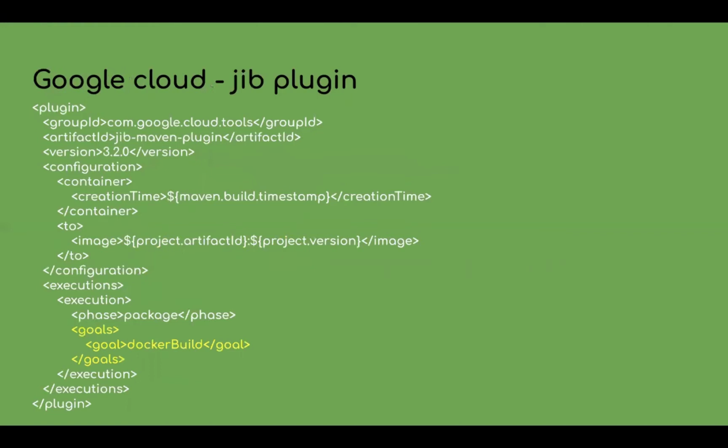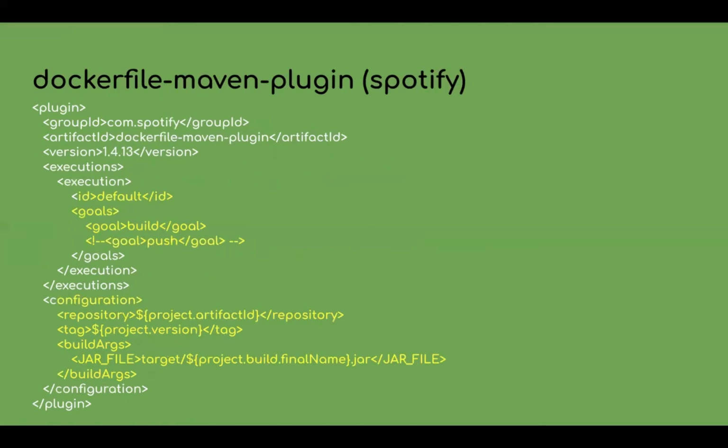And the second one, the Jib Maven plugin provided by Google. For this, we need not provide any Dockerfile, and a Docker daemon instance is not required for building the image. This can be preferable when you have a CI/CD pipeline for your application. The third one, the Dockerfile Maven plugin provided by Spotify. For this, we need to provide a Dockerfile, and a Docker daemon instance should be available wherever you are going to build the image using this plugin.